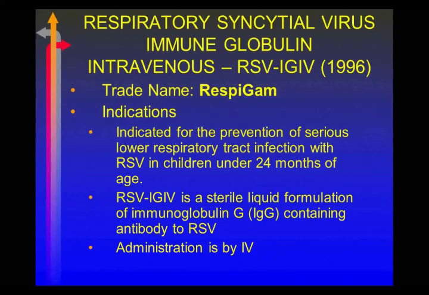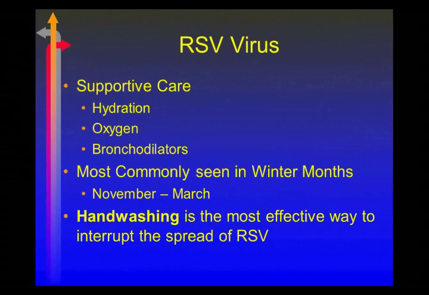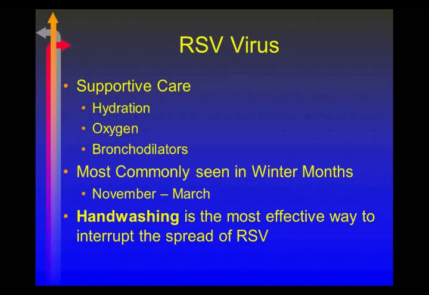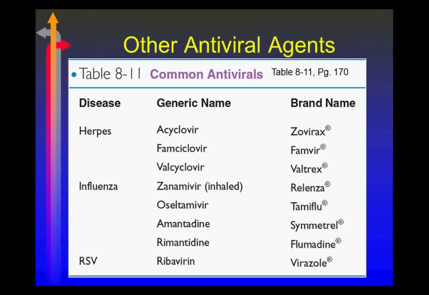You don't need to know this because it's a drug that's given by IV, but this is the drug that we now use to treat RSV. This is RSV season. We're coming up on the end of it. It usually runs somewhere between November and March. And hand washing, hand washing, hand washing. This is a very communicable organism. It's airborne and it's very easy to transmit.